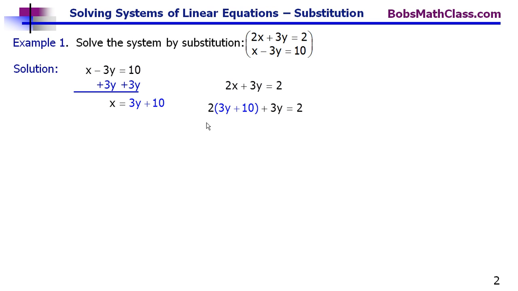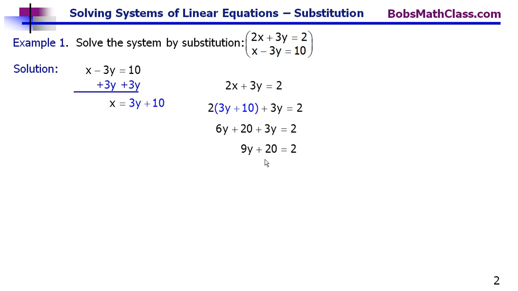Now we have an equation with only one variable. It appears more than once, but look at this row. There's only y's in it, and we could solve that. Go ahead and do that. Distribute the 2, and then add like terms. So that's 6y plus 20 plus 3y equals 2. Now add the like terms. So 9y plus 20 equals 2.